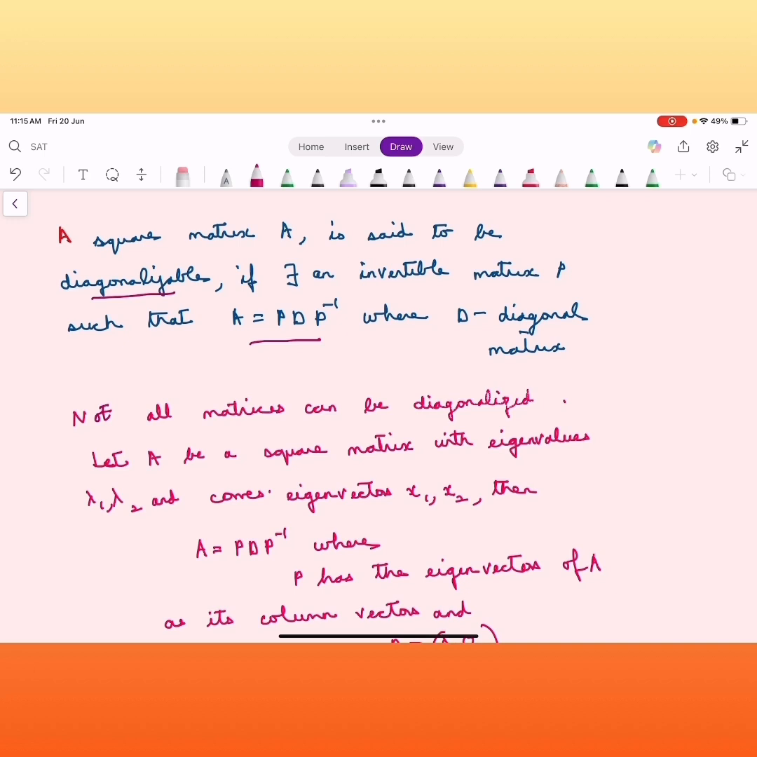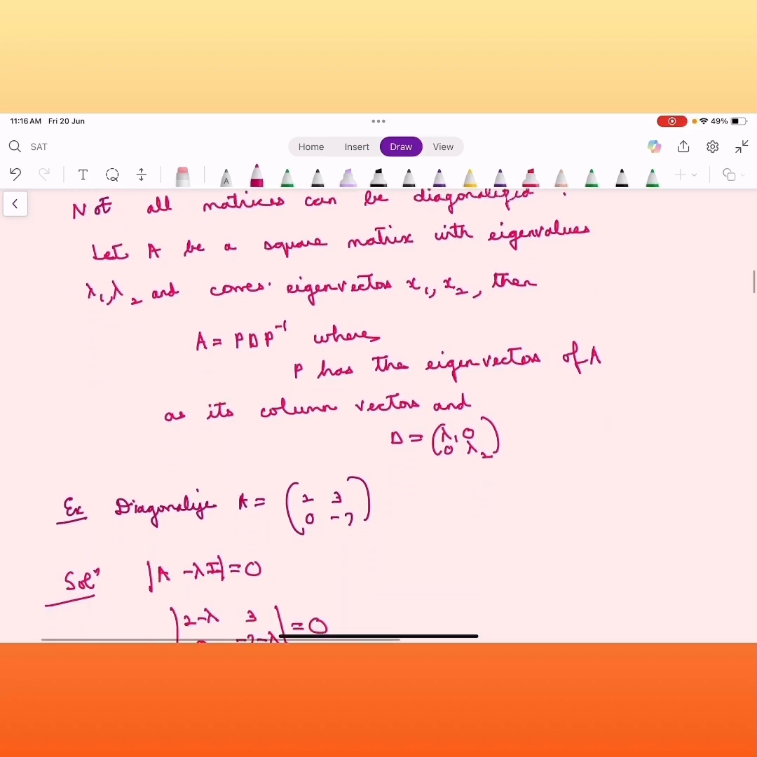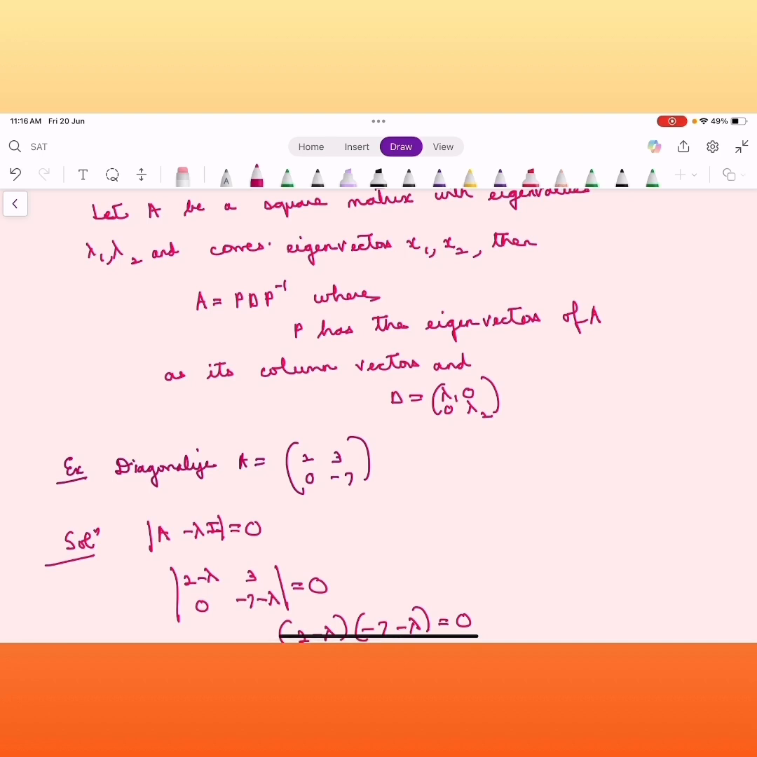Then you can write A as P D P inverse, where P has the eigenvectors of A as its column vectors and D equals a diagonal matrix having lambda 1, lambda 2, the eigenvalues, as its diagonal elements. So let's go through a small problem. Diagonalize A equal to 2, 3, 0, minus 7.